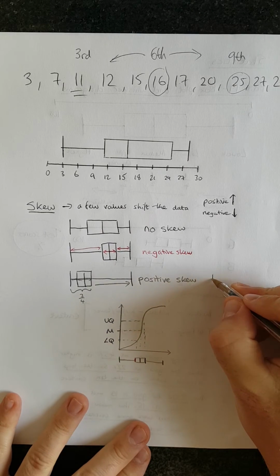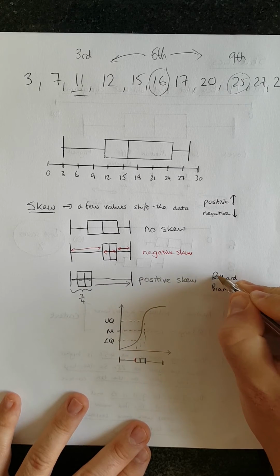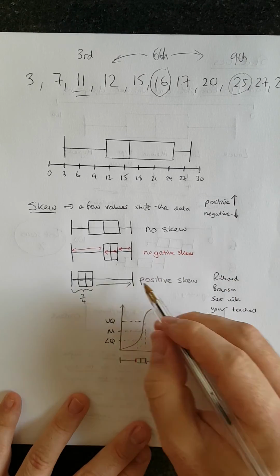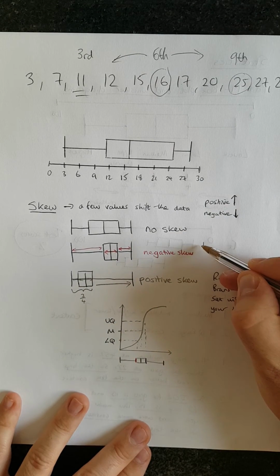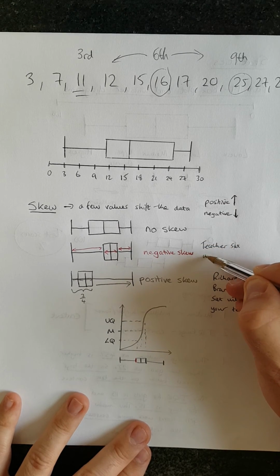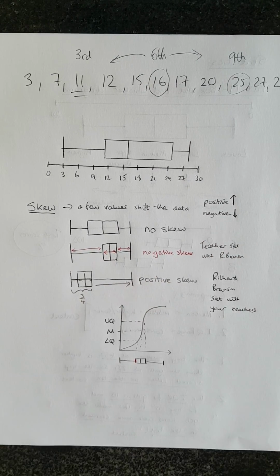So positive skew would be Richard Branson sat with your teachers, because he earns a lot more, so he'd skew it up. And your maths teacher sat with Richard Branson and his friends, he would be a negative skew because he earns less. I hope that's helpful. Time to practice.